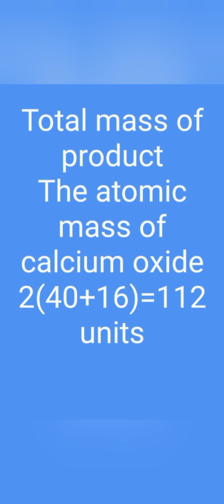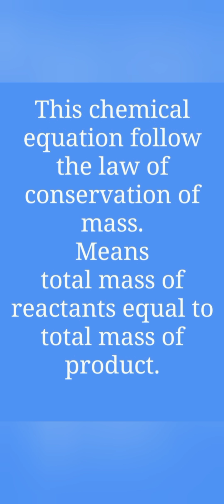This reaction follows the law of conservation of mass because 80 units of calcium combine with 32 units of oxygen to produce 112 units of calcium oxide. So the total mass of reactants, calcium and oxygen, is equal to the total mass of product, calcium oxide. So the mass of reactants is equal to the mass of products.